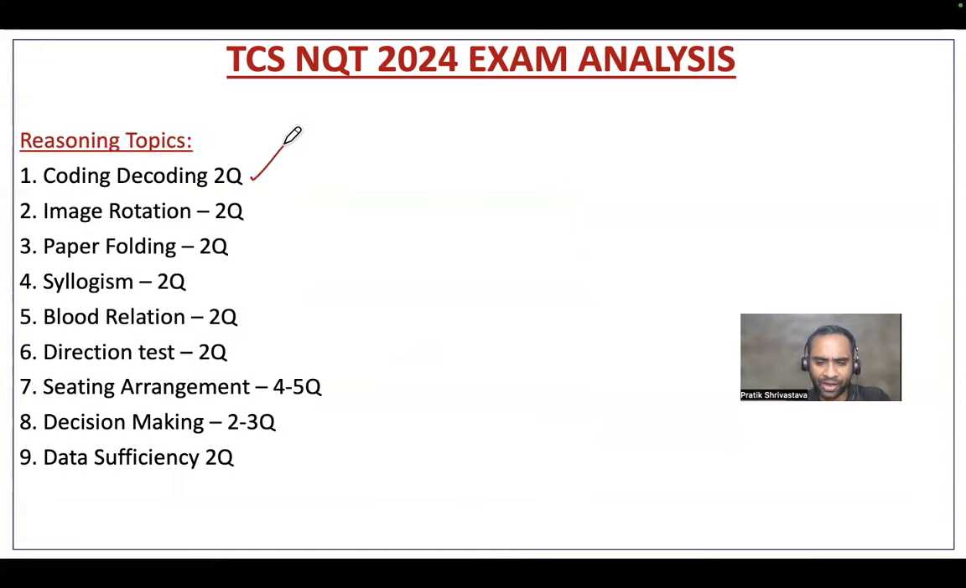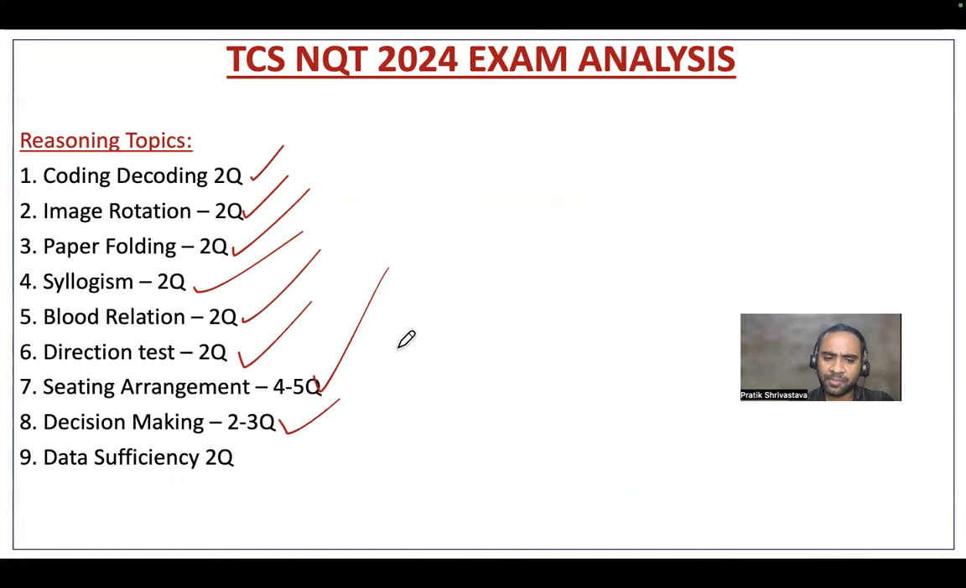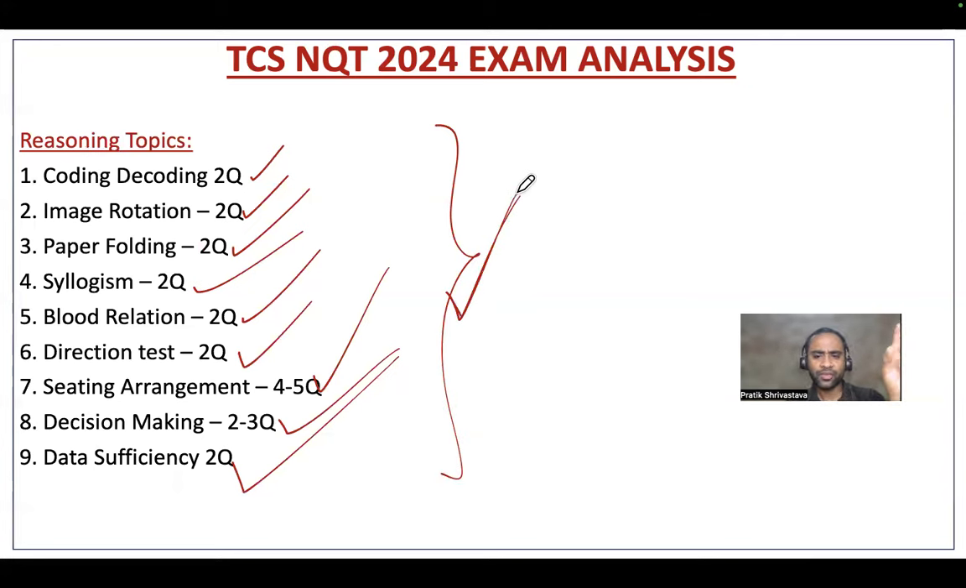In reasoning, coding and decoding, 2 questions were there. Image rotation, 2 questions. Paper folding, 2 questions. Syllogism, 2 questions. Blood relation, 2 questions. Direction sense, 2 questions. Sitting arrangement, 4 to 5 questions. Decision making, 2 to 3 questions. Data sufficiency, 2 questions. So again, you have to go through all these topics. One topic from reasoning, you complete it.